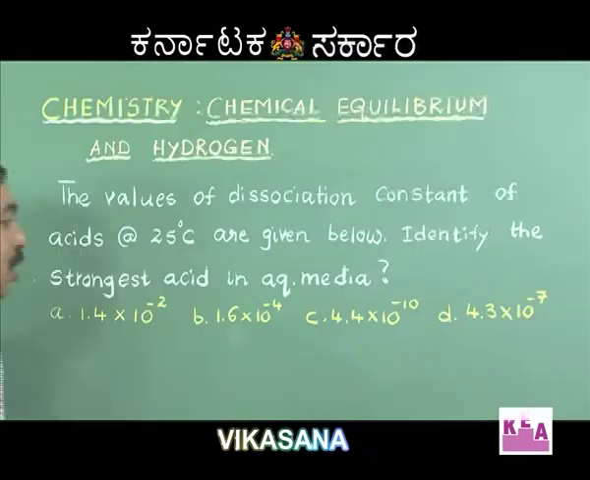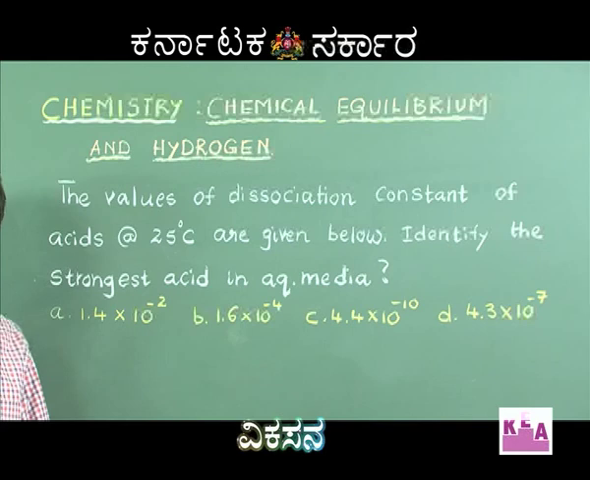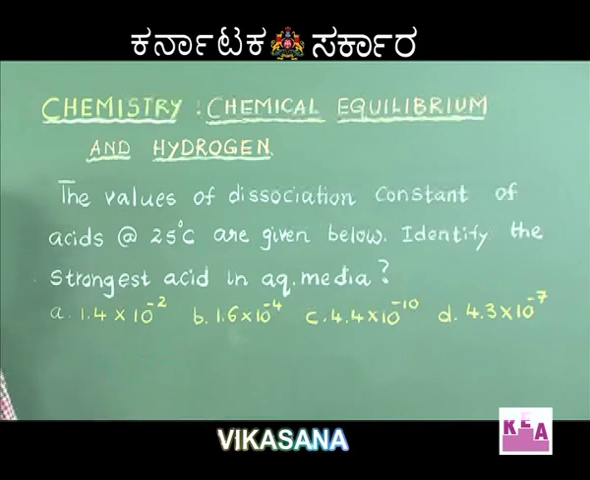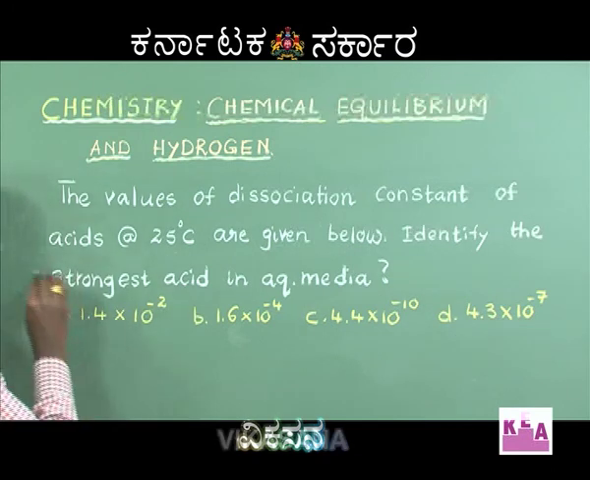Now, let us look at options A, B, C and D and find out which has the larger Ka value. In the given options, option A has the largest value, therefore it is the strongest acid. Therefore, option A is the right answer.